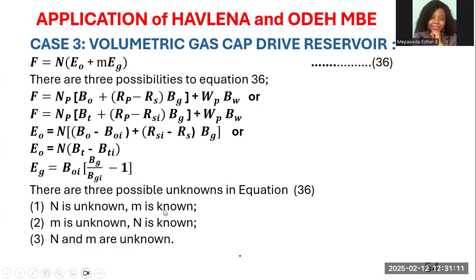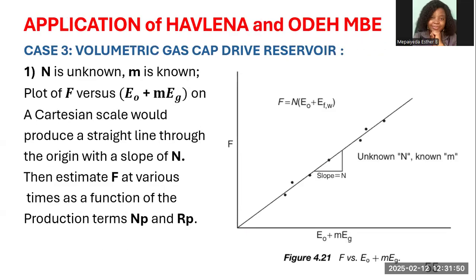So you have three possible cases in a volumetric gas cap drive reservoir. Case 1: N is unknown and M is known. So in this case, you don't know the initial oil volume, but you know your gas cap size. Case 2: N is known and M, the gas cap size, is unknown. And case 3 whereby both N and M are unknown.